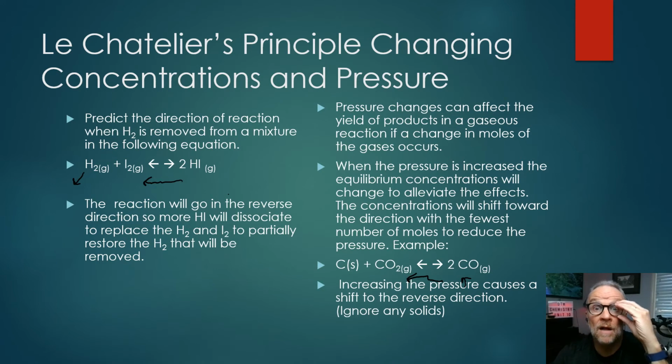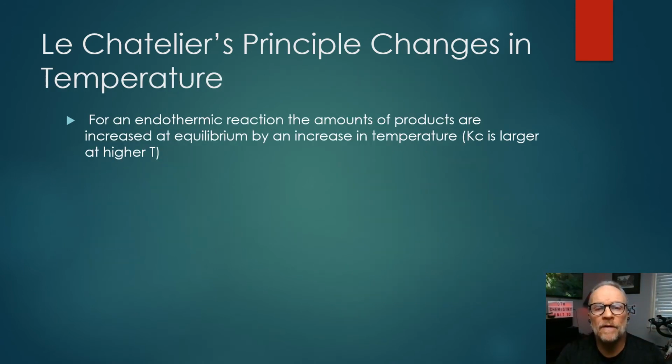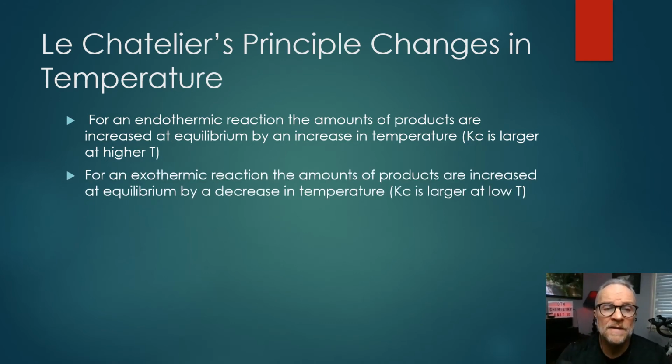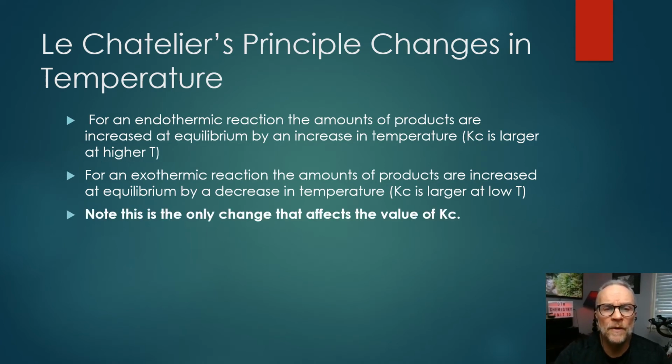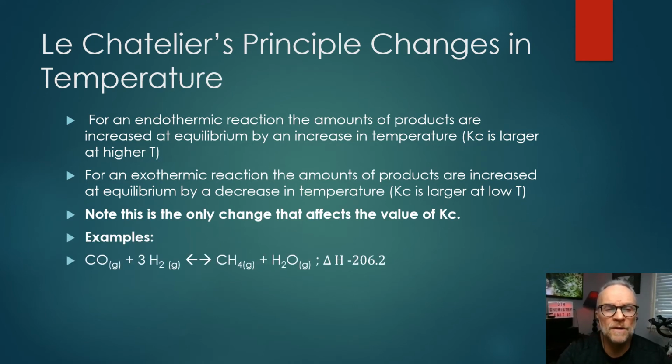Of course, in this case we ignore the solids involved. In an endothermic reaction, the amounts of products are increased at equilibrium by an increase in temperature. Kc is larger at higher temperatures. Notice here that the actual value of Kc will change. For an exothermic reaction, the amounts of products are increased at equilibrium by a decrease in temperature. Kc is larger at low temperatures. We're going to do a couple of examples of this so you can see why that is. Note that this is the only effect that changes Kc.